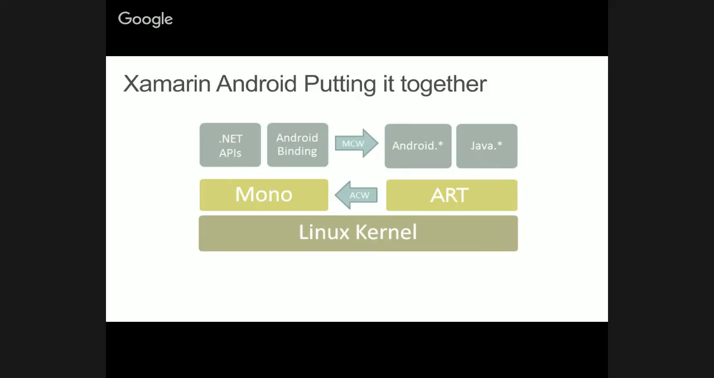I guess the best way I can tell you, so are you familiar with JNI? So the way that communication is handled is Xamarin calls them Mono callable wrappers and Android callable wrappers. And that's how the communication goes back and forth.